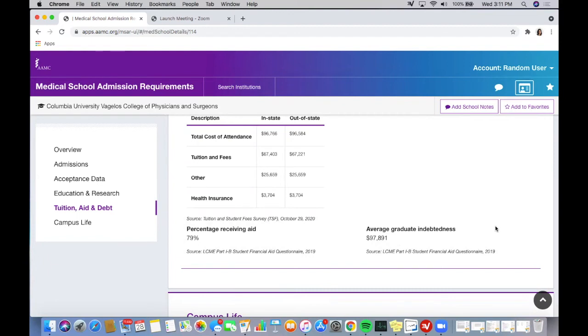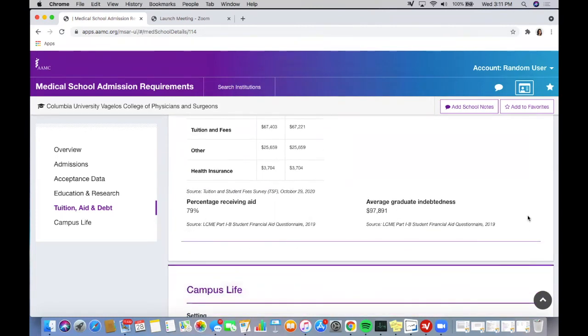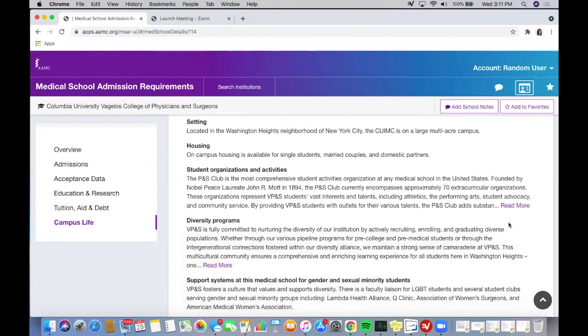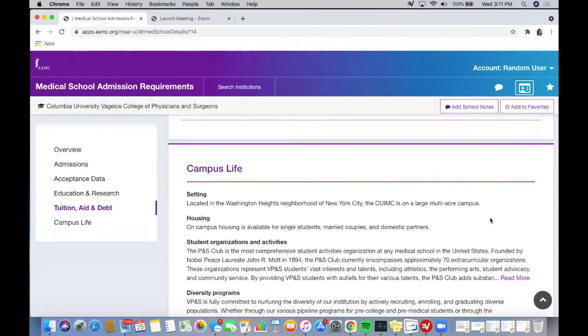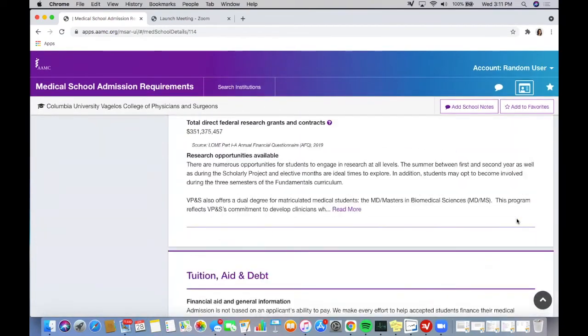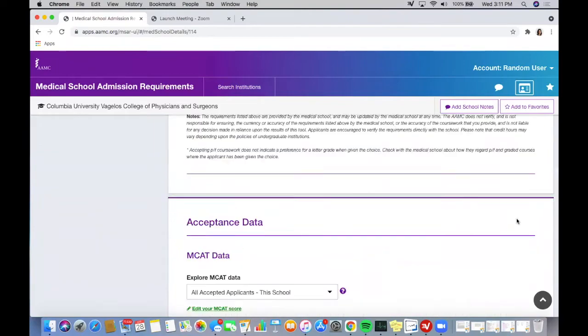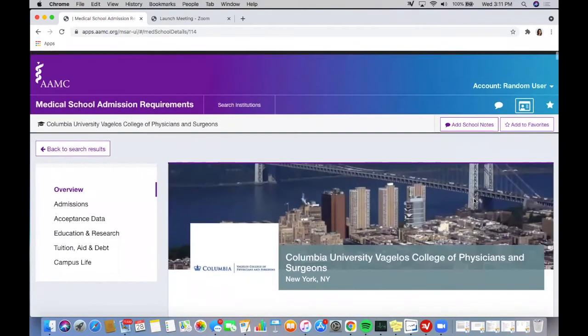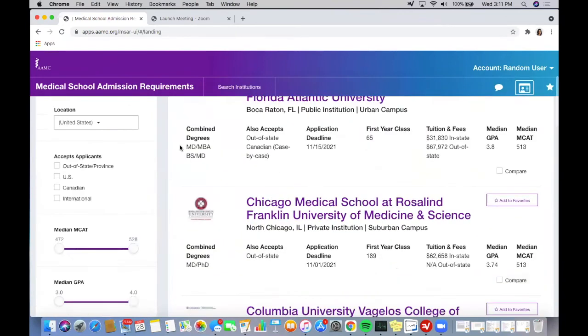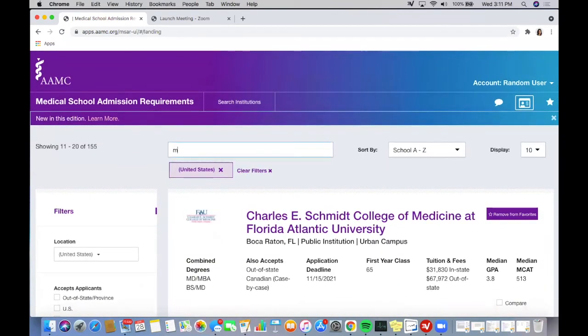So you want to pay attention to that too, just because that could factor into your decision making when you are choosing medical schools, if you have the luxury of choosing between medical schools. And then you're going to see what campus life is like. This is going to give you some additional information. Now, I just want to go to, let's say, a state school, just so you can understand how to use this data for different schools.